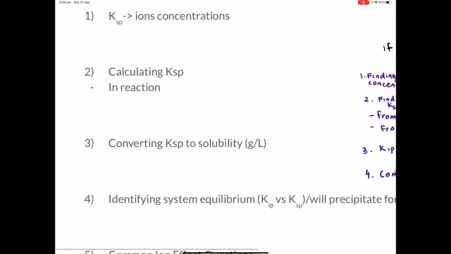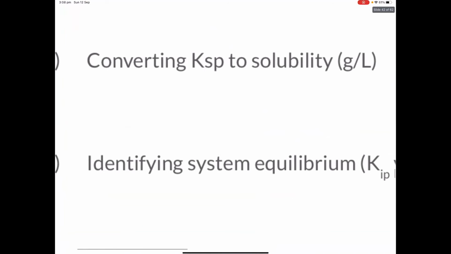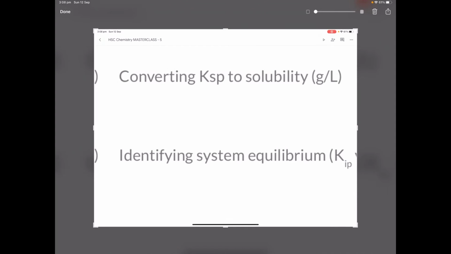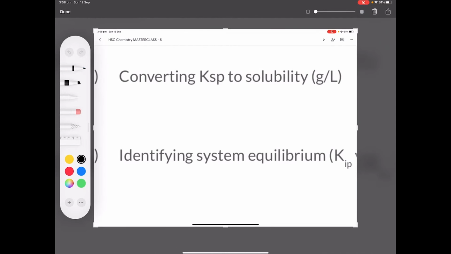What about if we're trying to convert KSP to solubility in grams per liter? What's your plan of attack? So, Arik, what are the steps here? To find solubility. Yep, in grams per liter. So you're at KSP. What do you need to do to get to grams per liter? You would have to find your concentration of your solid. Yeah, so you literally just find the concentration of, not your solid, your ions, right?